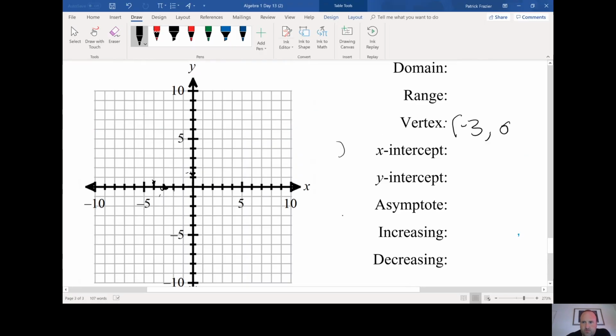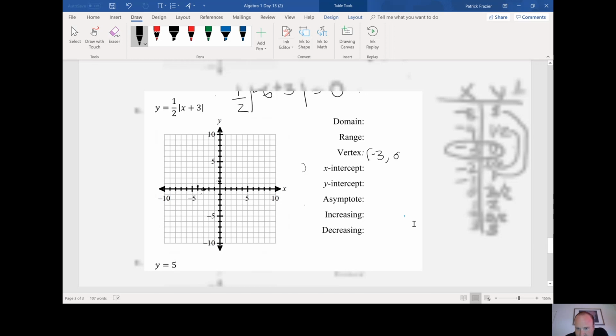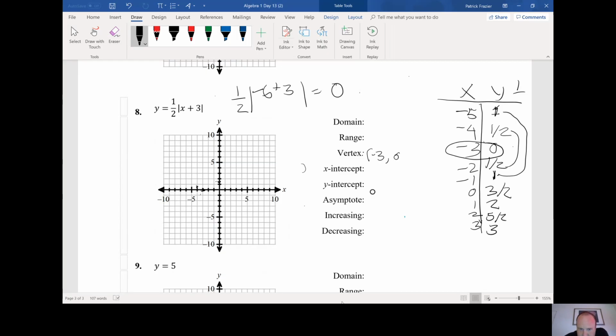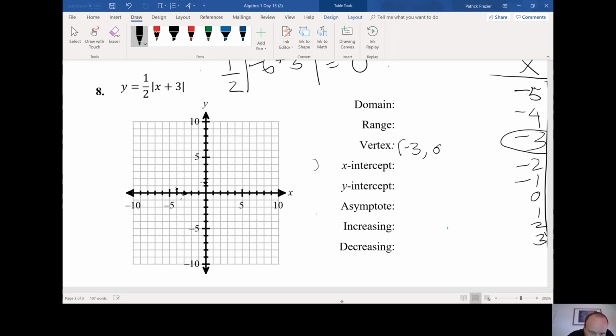What is y when x equals 0 on this thing? y equals 3/2, which is 1.5. So we know that it's roughly over here, 1/2. So I'm just going to go like this.